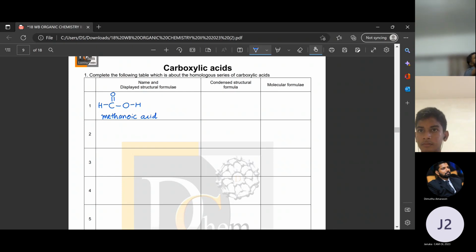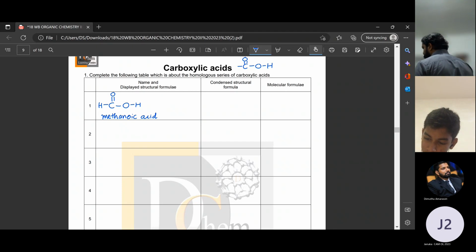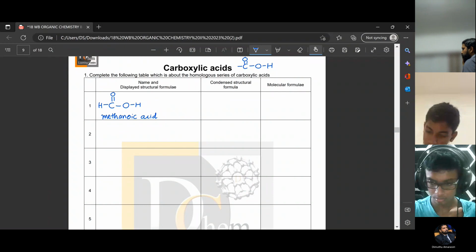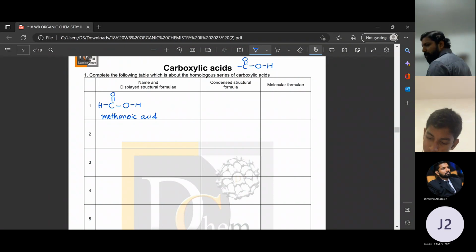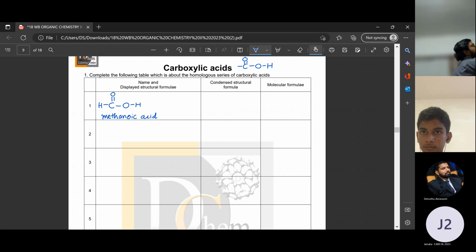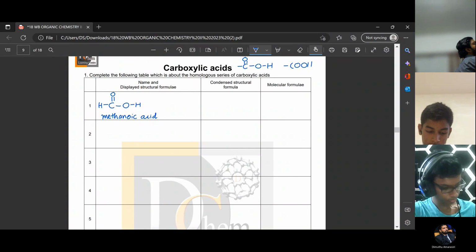However, what is a carboxylic acid? For a substance to be a carboxylic acid, the carbon must have a carbon-oxygen double bond and the carbon must have an OH group attached. Then only you can call it a carboxylic acid. And this is also written as COOH, and also written as CO2H.